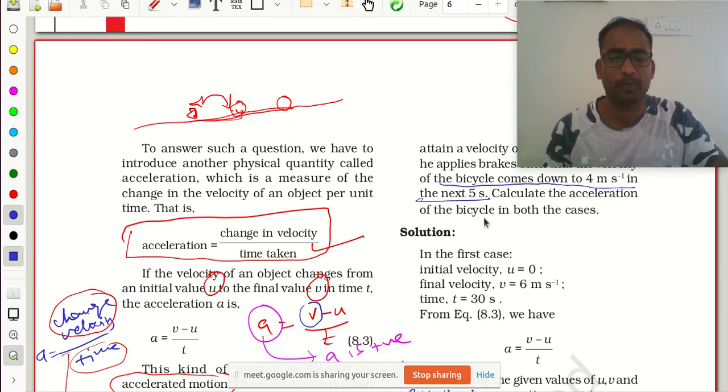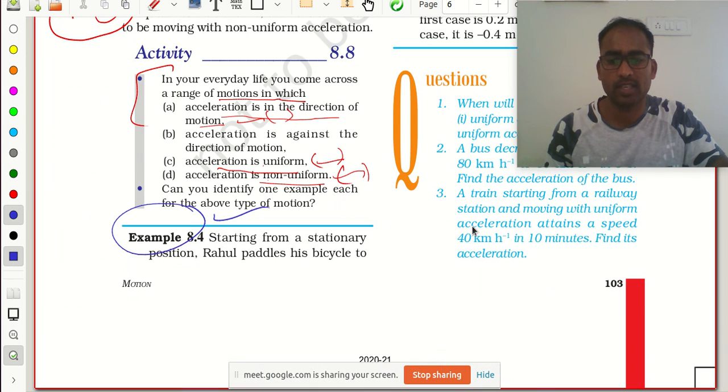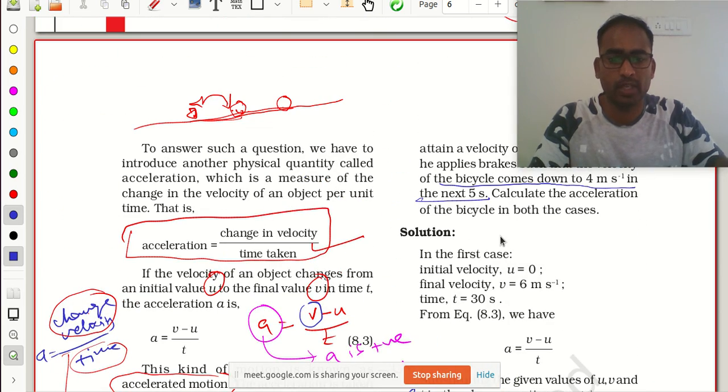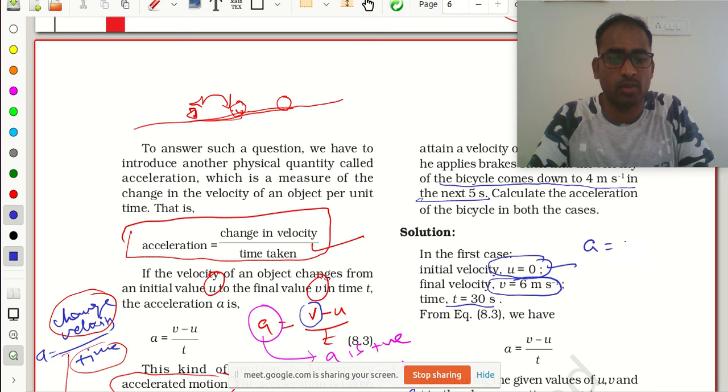So in the first case, to find the acceleration we need to find the change in velocity upon time. Here he pedals his bicycle, so his initial velocity is 0, and after pedaling he attains a velocity of 6 meters per second. In how much time? 30 seconds.